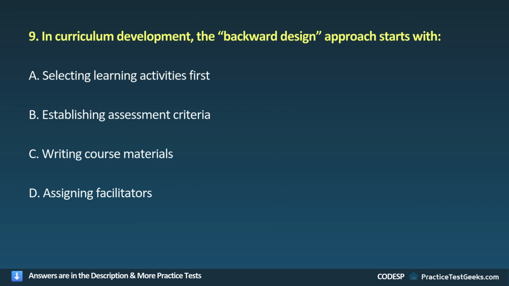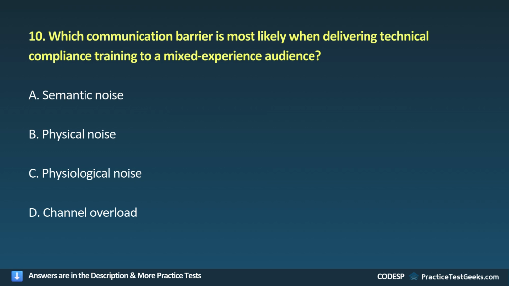9. In curriculum development, the backward design approach starts with A. Selecting learning activities first. B. Establishing assessment criteria. C. Writing course materials. D. Assigning facilitators.